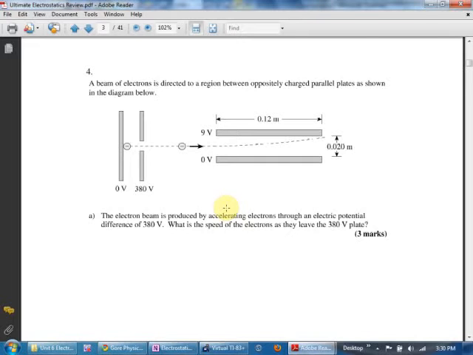When it says that the electron beam is produced by accelerating electrons through an electric potential difference, fancy word for voltage, of 380 volts, what's their speed? That was where we had the equation with the two V's in it. Remember? In fact, we ended up with QV equals a half mv squared, except the V's were different from each other. So I like number 4.